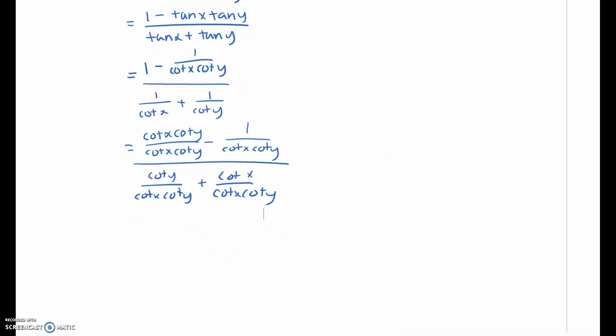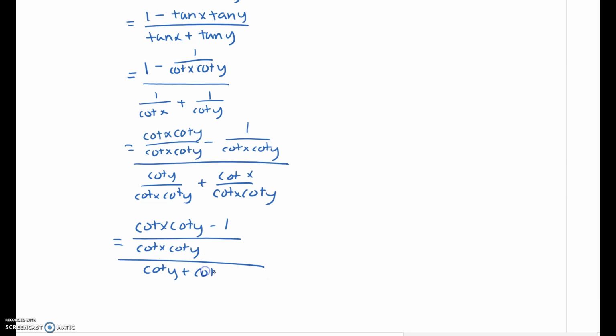So that's positive, right? Then we're going to combine everything into one fraction. So cotangent x cotangent y minus 1 over cotangent x cotangent y. All of that over cotangent y plus cotangent x over cotangent x cotangent y.